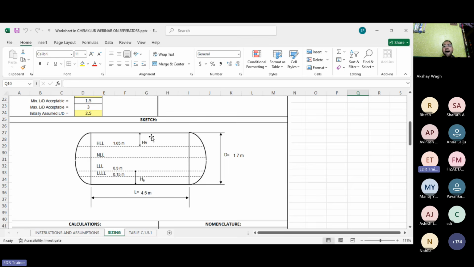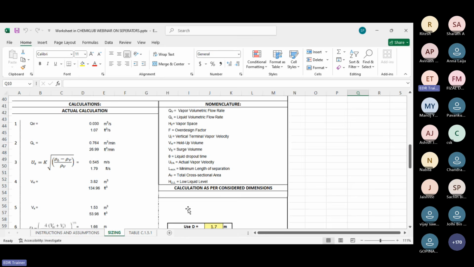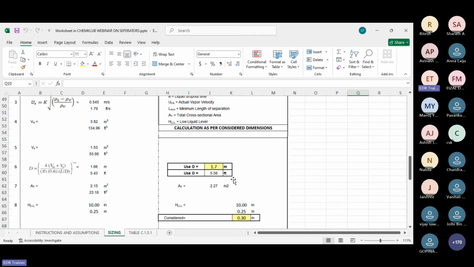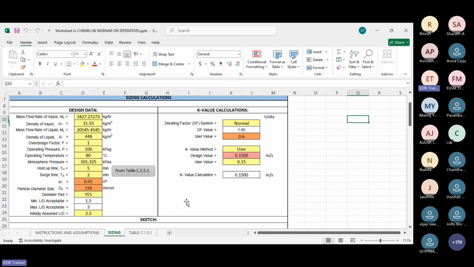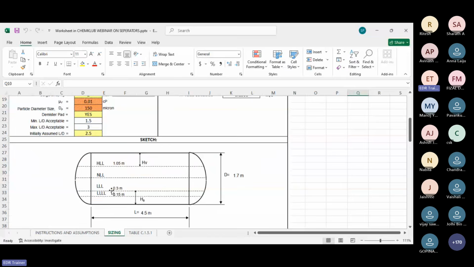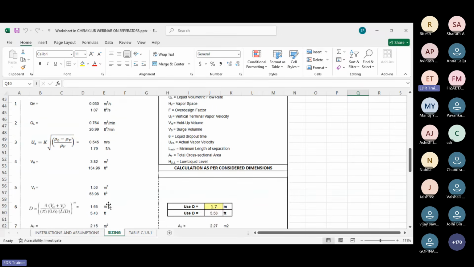This is the HV, right? This is the height and length. We have to calculate the diameter. So these are the formulas which we have selected. According to the requirement, if you can see here, here are your calculations or input data, right? Here is the sketch. Now you need to calculate a diameter.